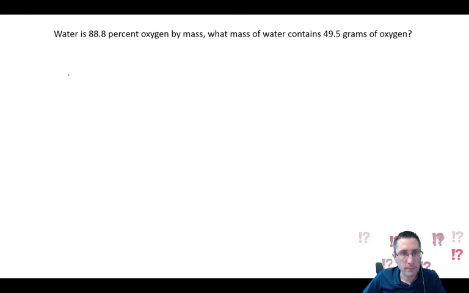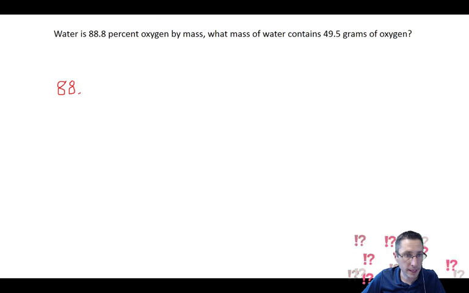All right, water is 88% oxygen by mass. What mass of water contains 49.5 grams of oxygen? I'm going to write this in my percentage. And yes, lemonades are definitely sold by the case. I have confirmed.